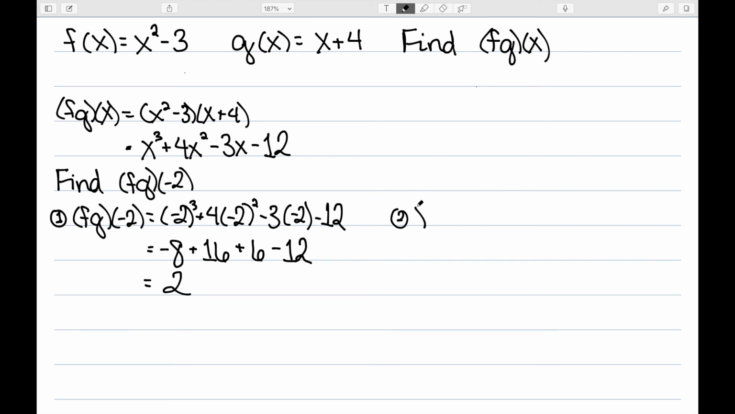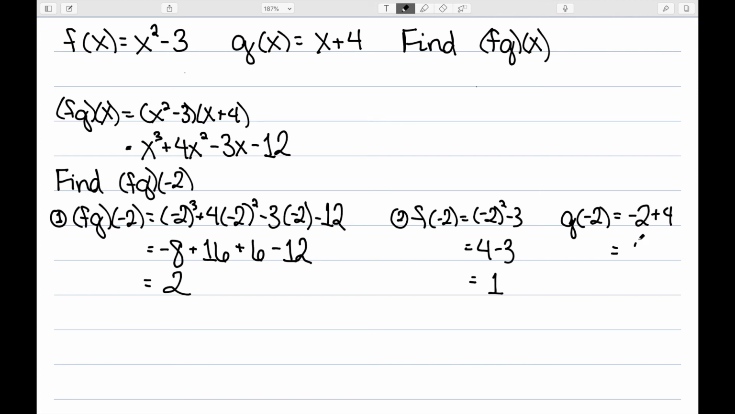Alternatively, we start by finding f of negative 2. That's negative 2 squared minus 3. Negative 2 squared is 4, and 4 minus 3 is 1. We can then find g of negative 2. That would be negative 2 plus 4, which is equal to 2. So in order to find the product fg of negative 2, we would multiply 1 times 2 to get 2.